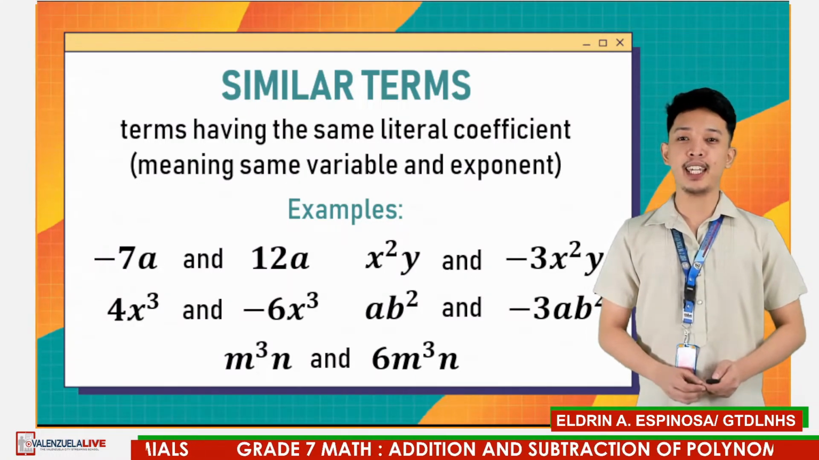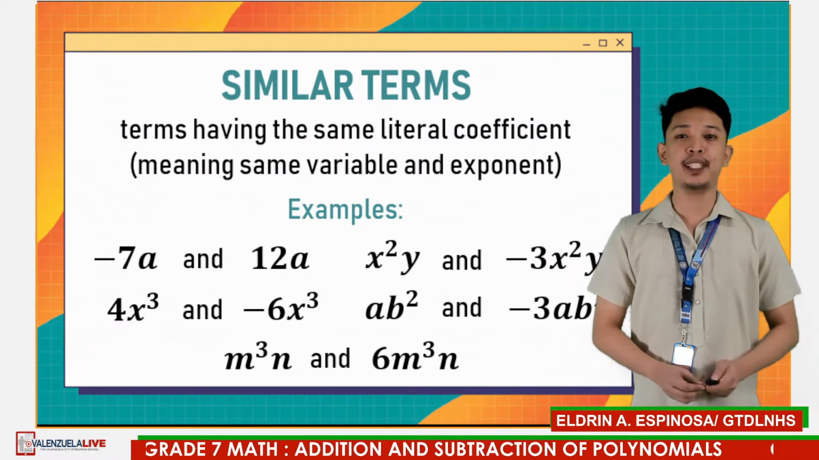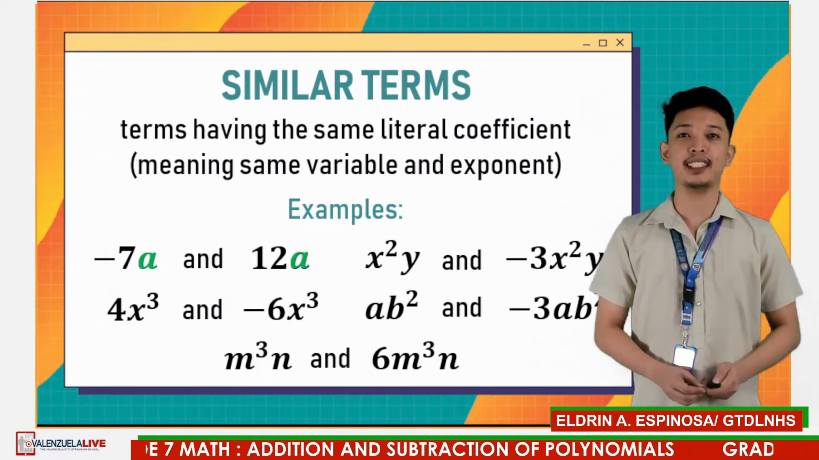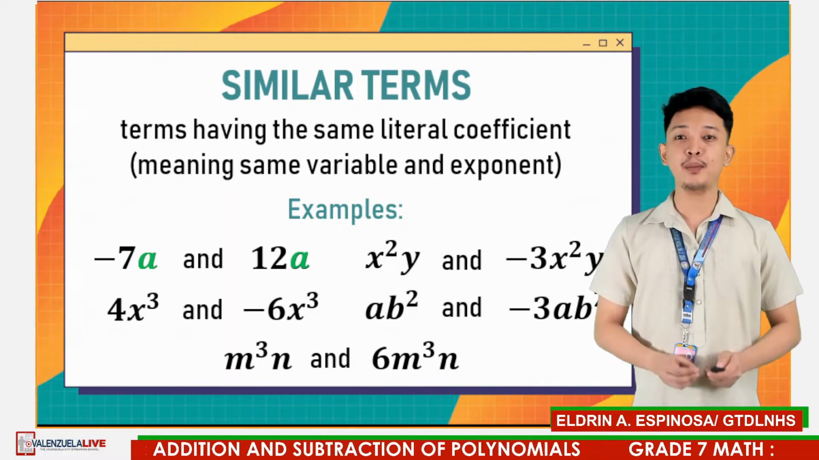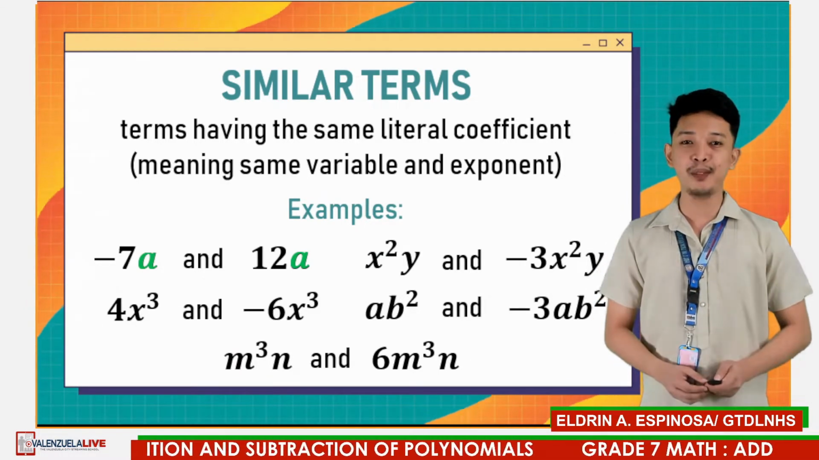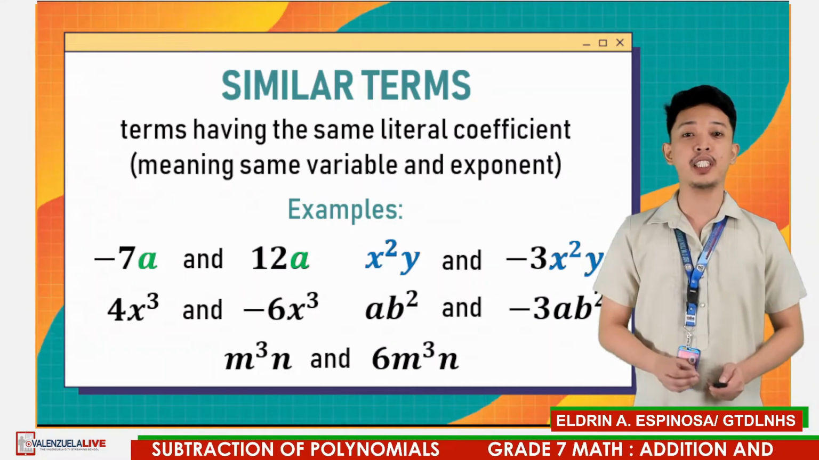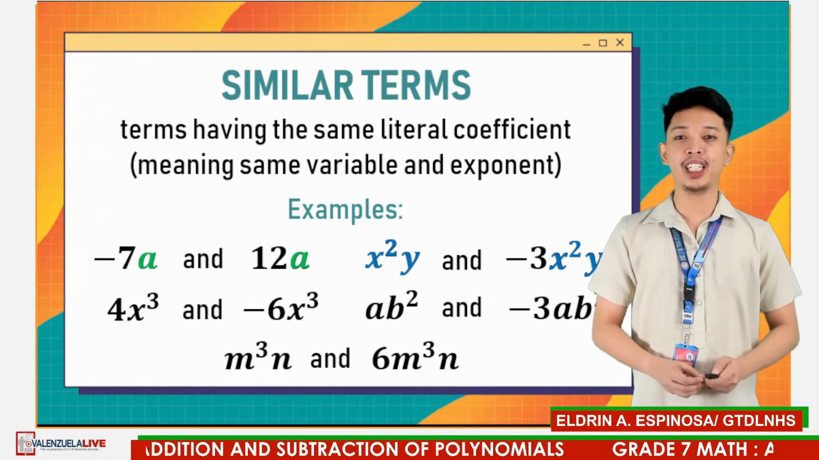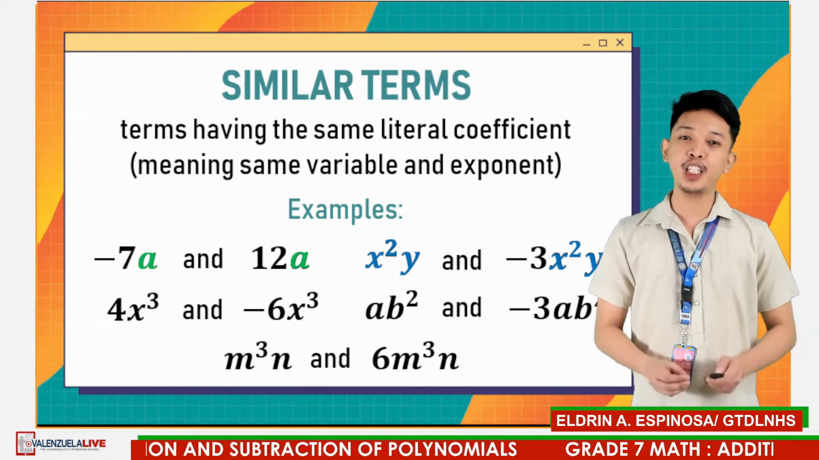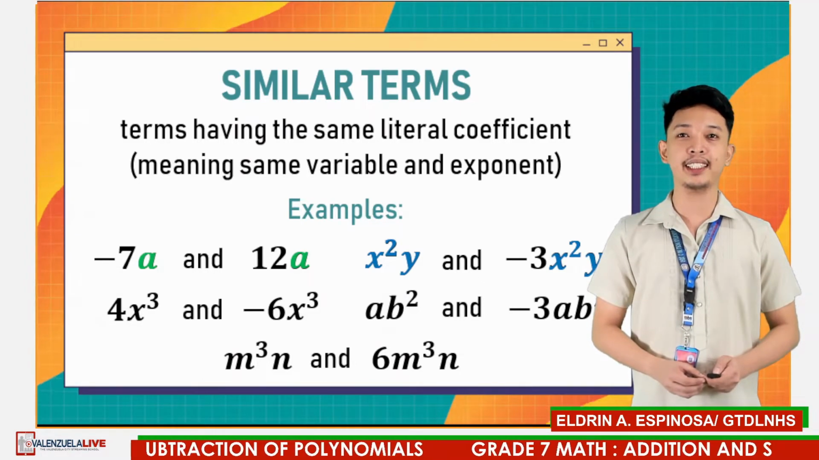Negative 7a and positive 12a are similar terms since they have the same literal coefficient, which is a. X squared y and negative 3x squared y are similar terms since they have the same literal coefficient, which is x squared y. 4x cubed and negative 6x cubed are similar terms since they have the same literal coefficient, which is x cubed.